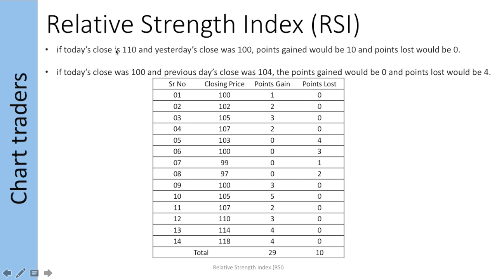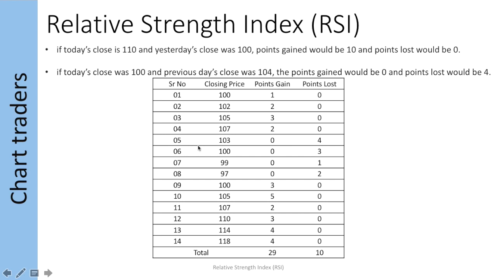For example, today's close is 110 and yesterday's close was 100, then the point gain is 10, and the point loss is 0. This is for 1 day. If today's close is 100 and the previous day's close was 104, then the point gain is 0 and the point loss is 4.